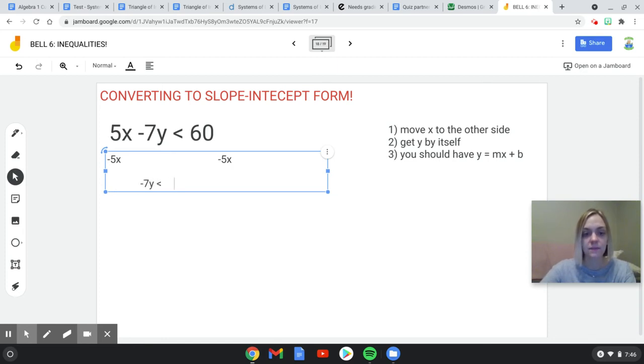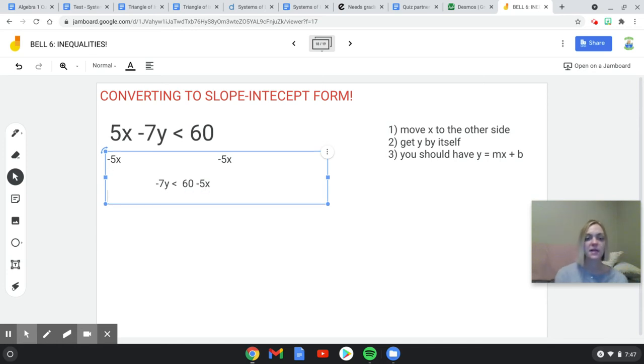is less than. When I have this 60 minus 5x, I can't combine these two. One's a constant, which is 60, and then the minus 5x is a variable. So I just have to keep them separate, 60 minus 5x.